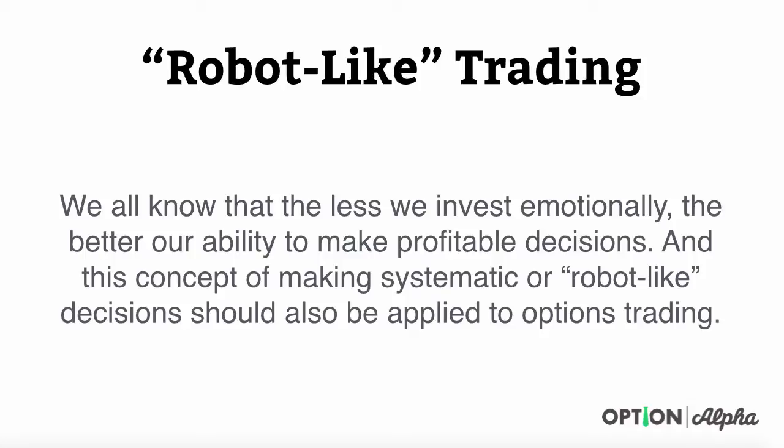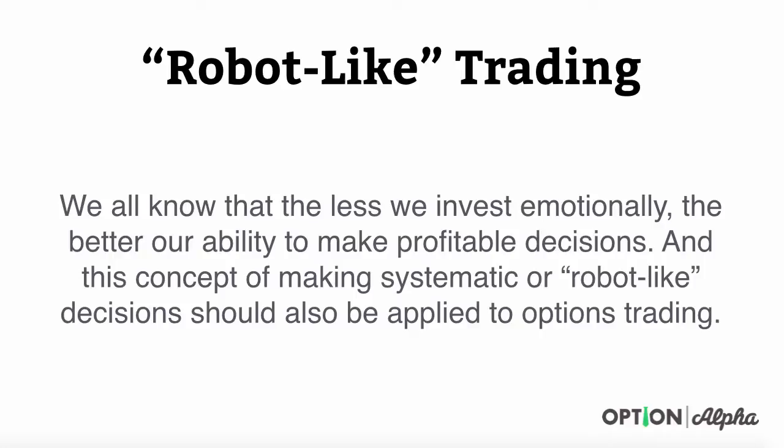And I just use the word robotic, but I've heard other people say mechanical, systematic, whatever word you want to use. The whole concept here is that we all know that the less we invest emotionally, the better our ability to make profitable decisions becomes, right? And this whole idea that we get scared and we get fearful and greedy at certain times during the market. And if we can remove our emotions and make smarter decisions by looking at things from a different angle, we end up being more successful in our trading. And I know I found this every time that I implement a strategy to automate something or systematize something, I become more successful long term.